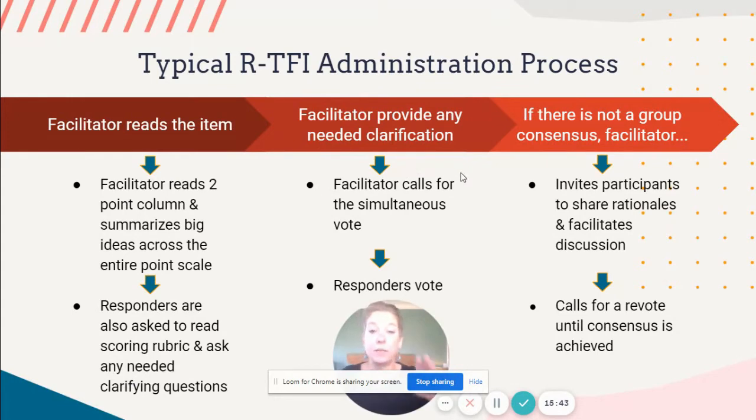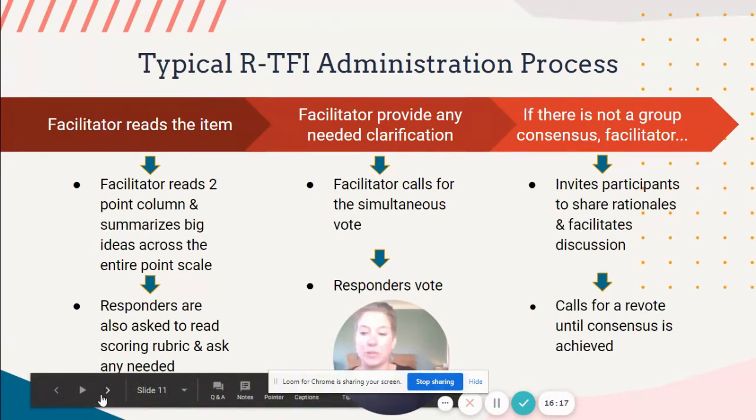And then on a 3, 2, 1 vote, everyone will vote, okay? The responders will vote in whatever capacity is decided by your leadership. And then if a consensus is not reached, the facilitator will invite people, participants, responders, to share why, like what made you answer a 2 and what made you answer a 1, and then call for a revote until there is consensus. Okay. What do we really mean though when we say consensus? We're going to get to that here in a minute.